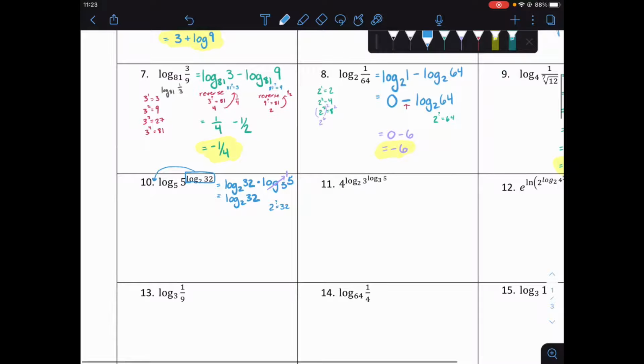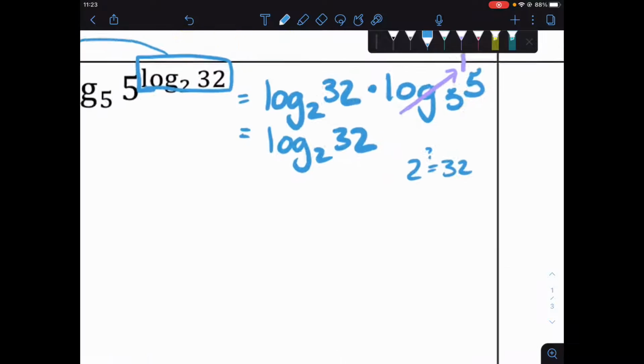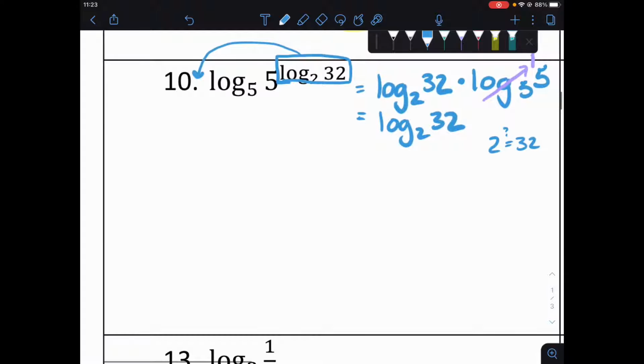We actually did that, but let's just redo it. 2 to the first is 2. 2 squared is 4. 2 cubed is 8. 2 to the fourth is 16. And 2 to the fifth is 32. So this is just 5.